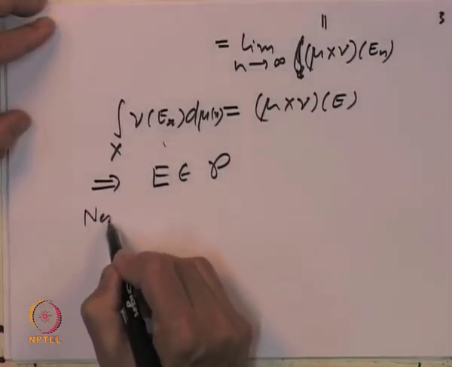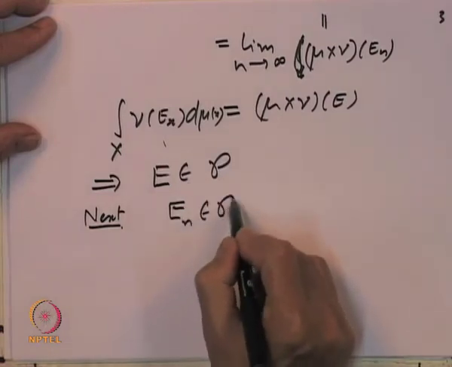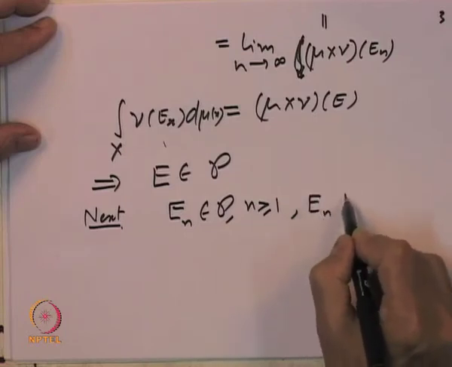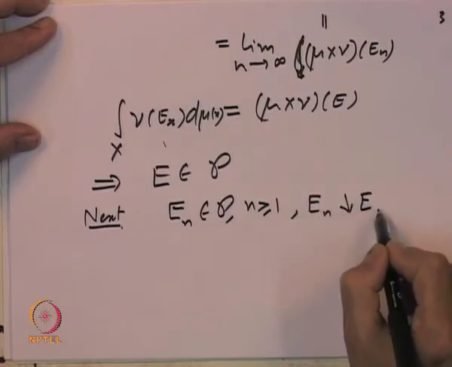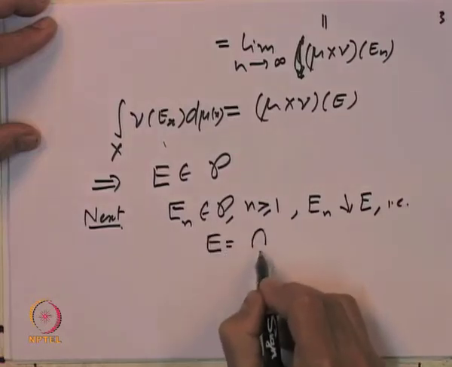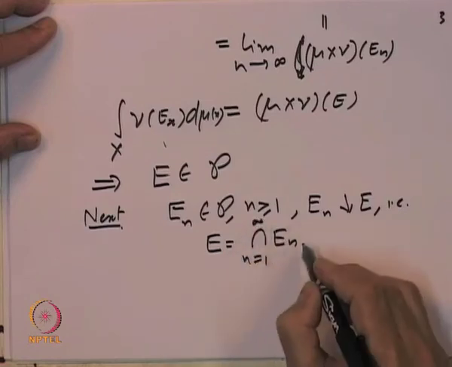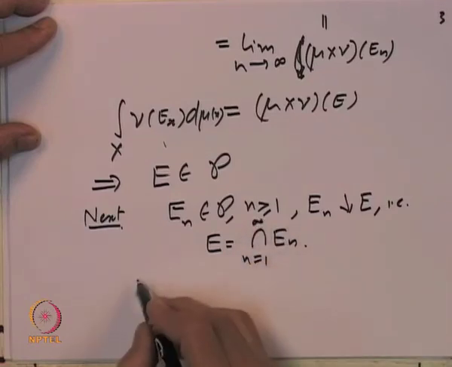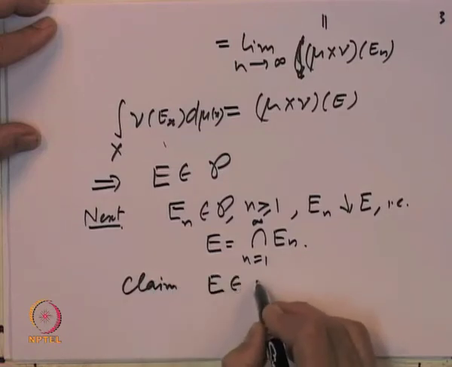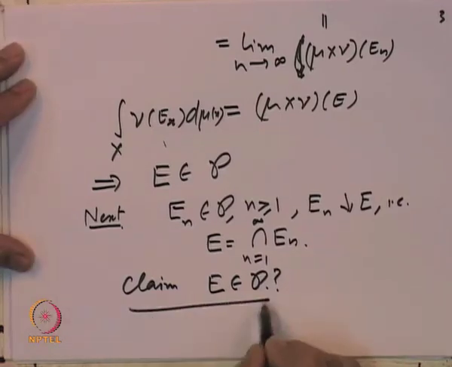So, next let us consider E n belonging to P, n bigger than or equal to 1, and E n's decrease to E. That is, E is equal to the intersection of E n, n equal to 1 to infinity. Okay. So, we want to claim that E belongs to P. So, this is what we want to check.